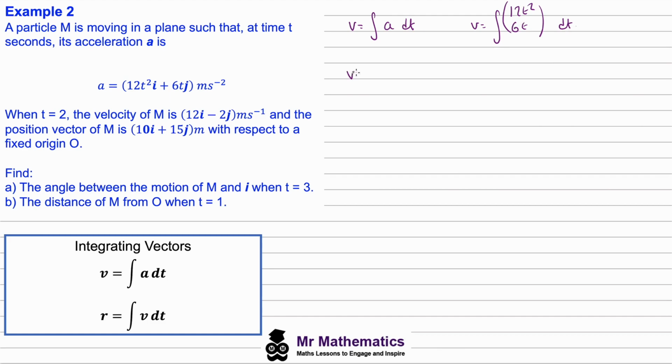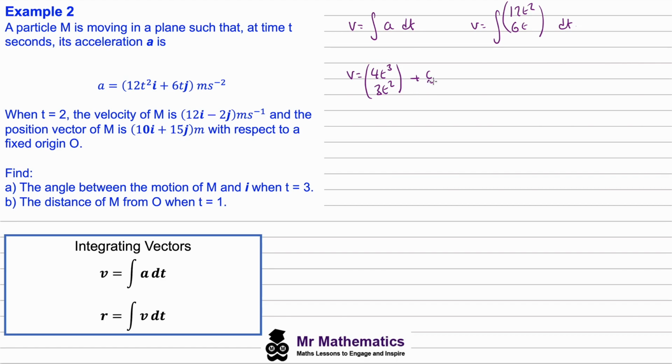So the velocity, if we integrate the 12t squared, we'll add 1 to this power and then divide by the new power. So we'll get 12t cubed over 3, which will give us 4t cubed. And we'll integrate the j component, we'll have 6t squared over 2, which will give us 3t squared. And then we'll close this bracket. But we also need to add the constant, which is also a vector.